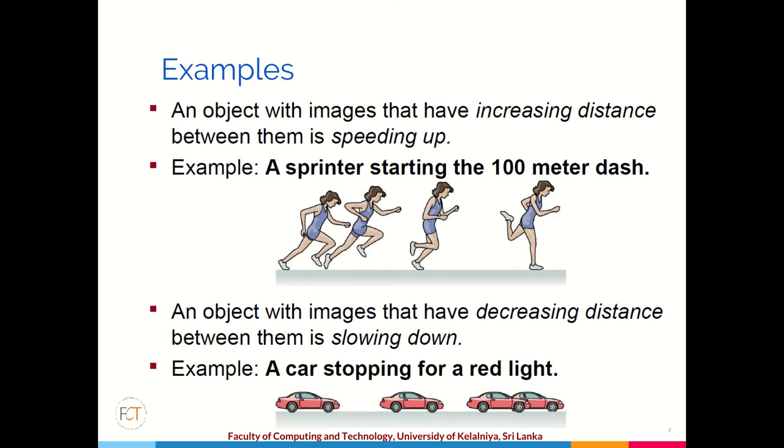Whereas if you have a sprinter running the 100 meter dash, they will speed up as they run, and therefore if you stack these images up, you'll see the first images are closer together, while as the runner increases in speed, the distance also increases. The opposite is true with an object that is slowing down. If a car is stopping for a red light, you'll see the distance between the first few images is larger, while when the car is slowing down, the distance between the images of the car is less.